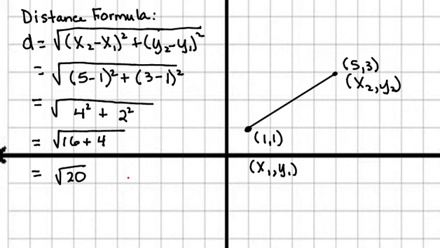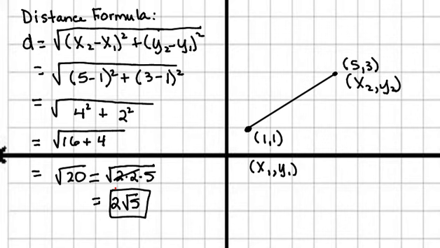Now when we rationalize, as we did in the last unit, I'm going to break 20 down into primes or perfect squares. 20 is the same thing as 2 times 2 times 5. And for every 2 numbers that are the same, I pull those numbers out and write it once, and I get 2 square roots of 5 for the length of that segment.